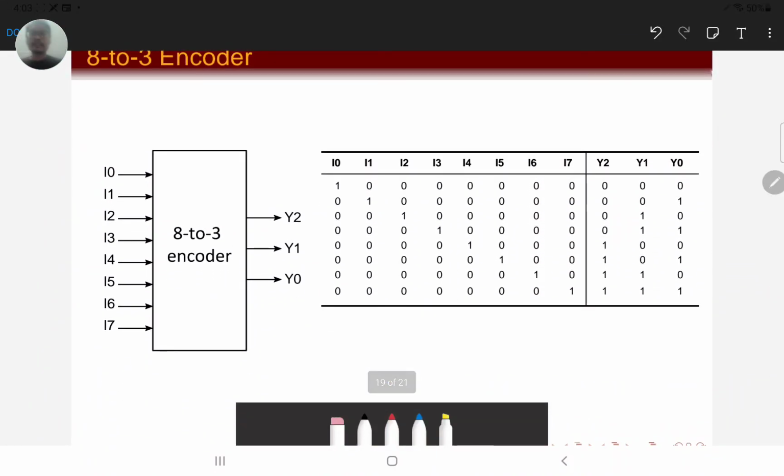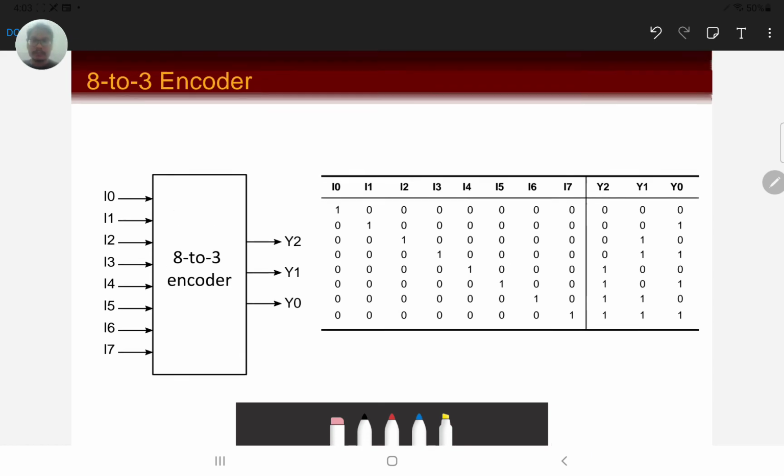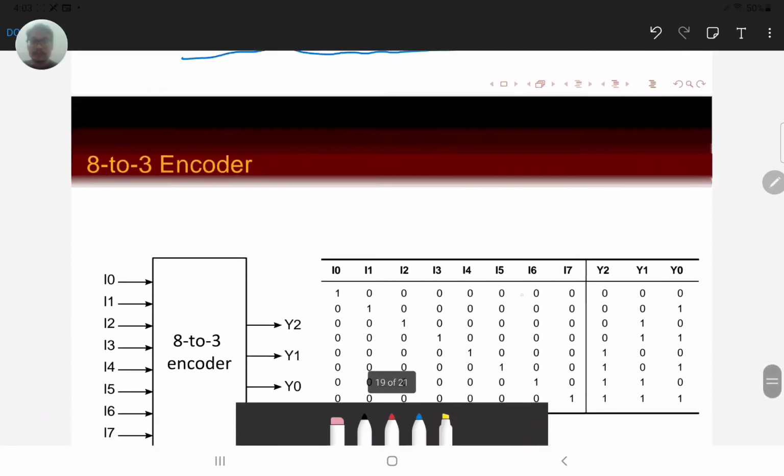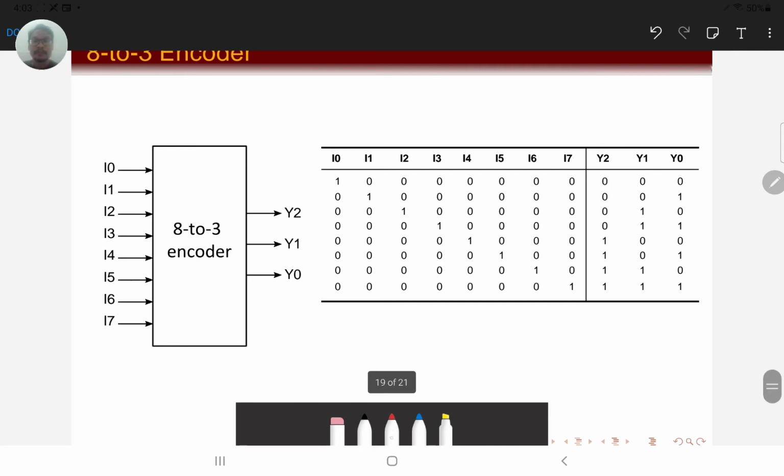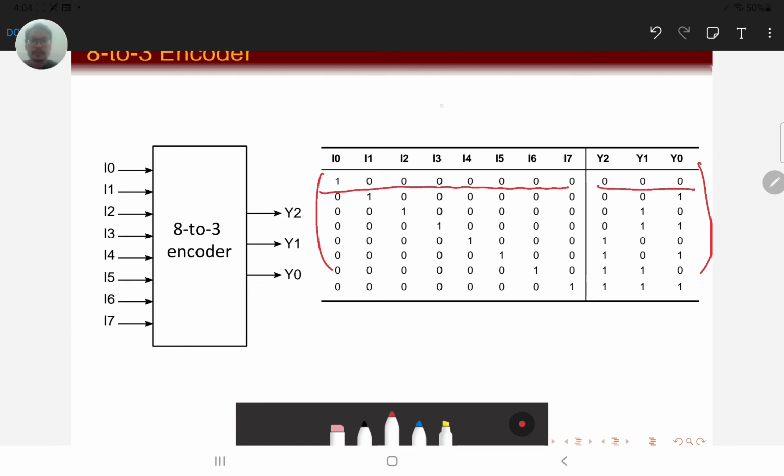So let's look at the 8-to-3 encoder now. We are finished with the decoder. So in the 8-to-3 encoder, this is our truth table. We can see that when we give this input, we are going to get this output. Here is our input, and here is our output.